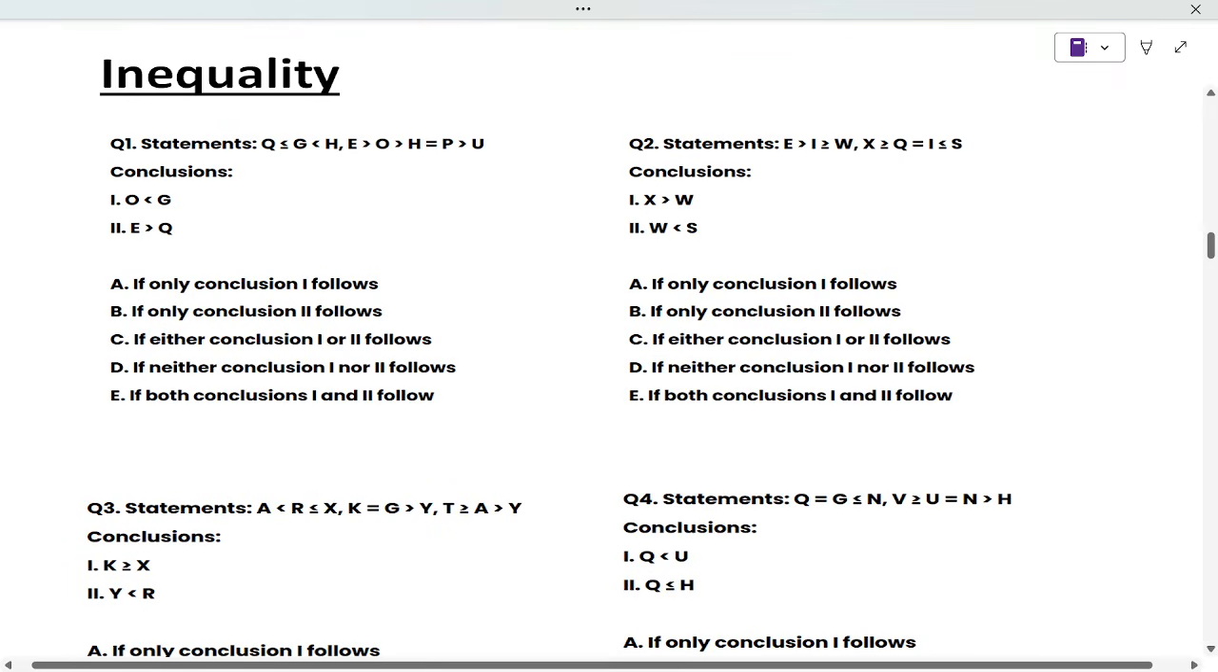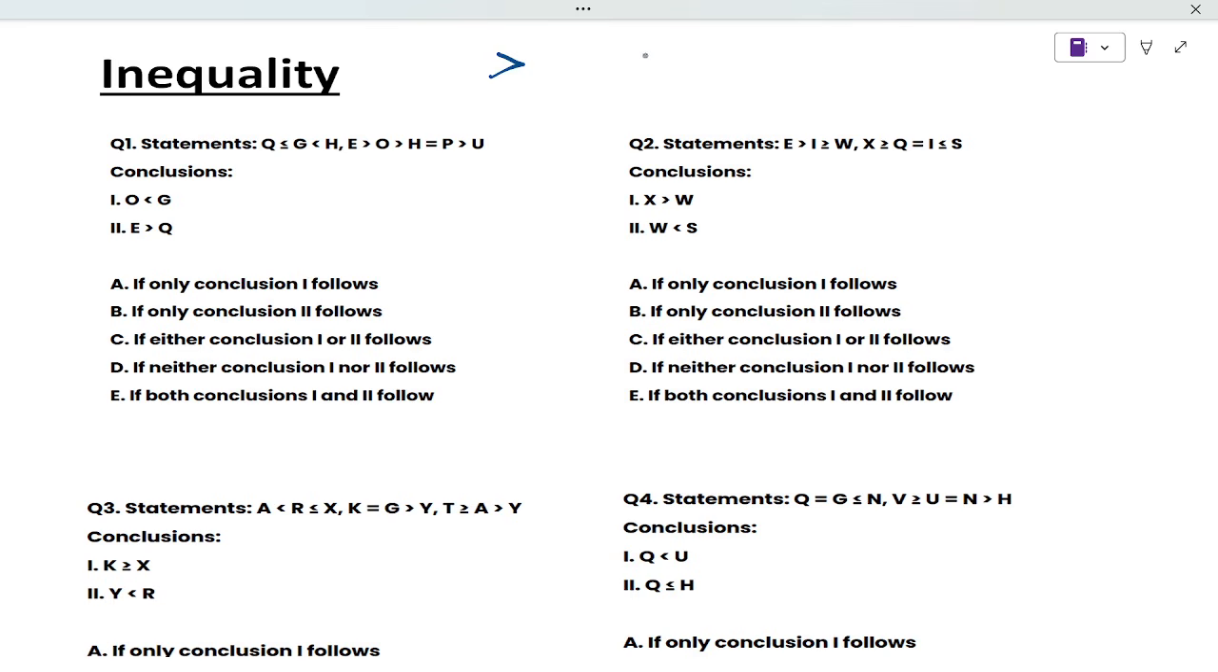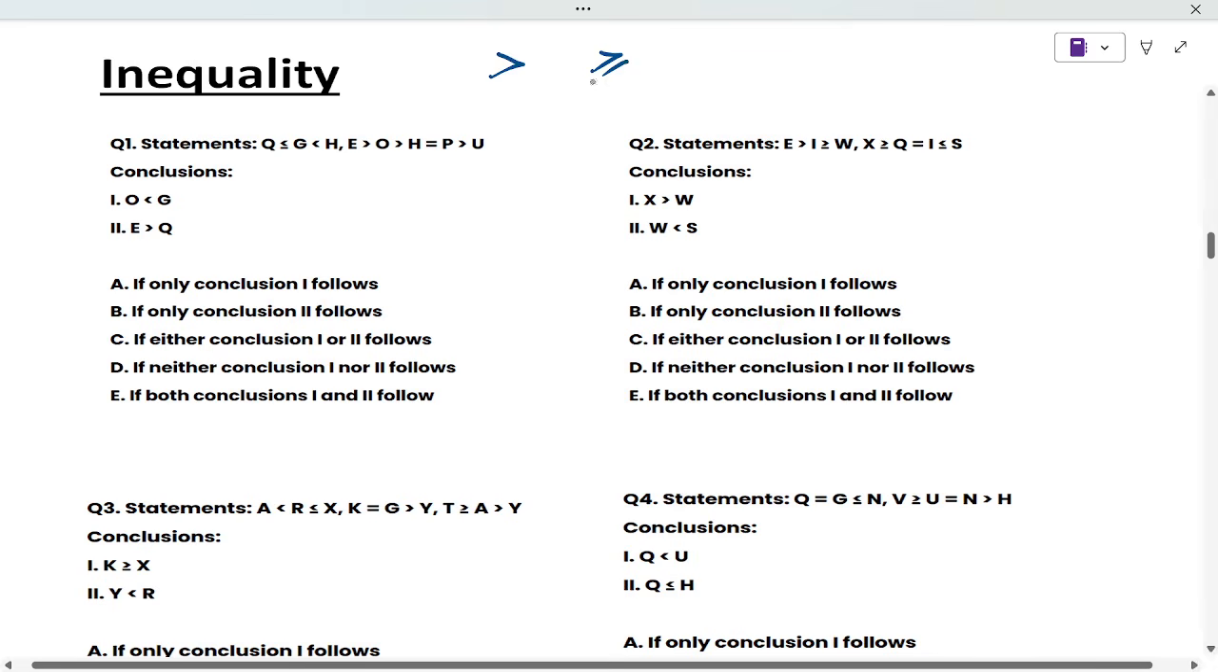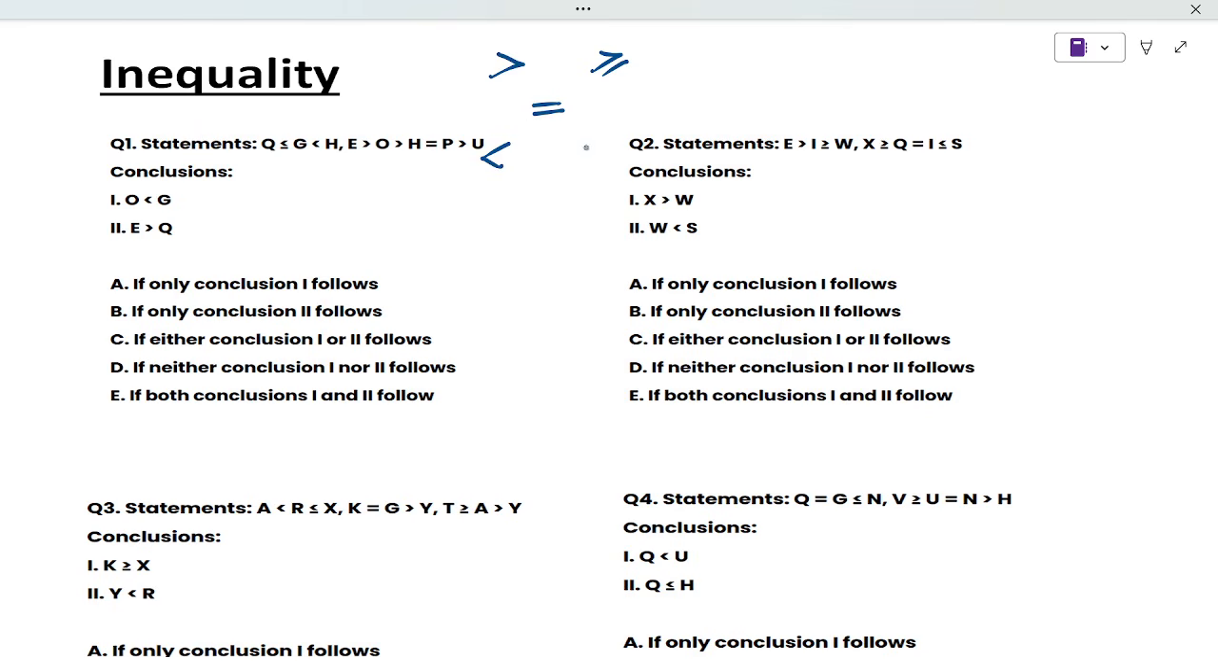Inequality questions we can expect anytime. It depends on the sign. Let's say this one is greater than, this is greater than or equal to, this one is equal to, this one is smaller than, and this is smaller than or equal to. In question number 1, statements will be given and then conclusions, and we will check which conclusion is right and find the answer accordingly.